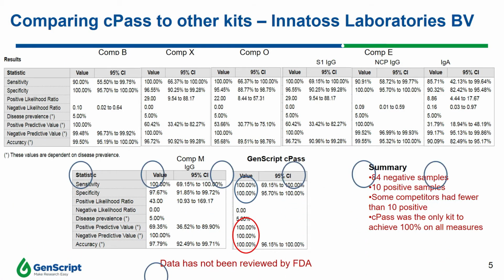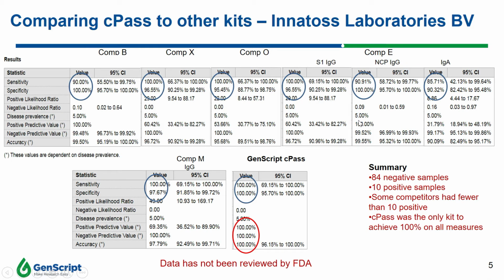So there are a variety of tests that have been done with this kit, and this is one sample set of data from a company, Inatos Laboratories, where they tested 84 negative samples and 10 positive samples for SARS-CoV-2 with a number of different commercial assays that are traditional serology tests for IgG, IgA, IgM, and they assessed the specificity and sensitivity of the test versus the GenScript cPass test.